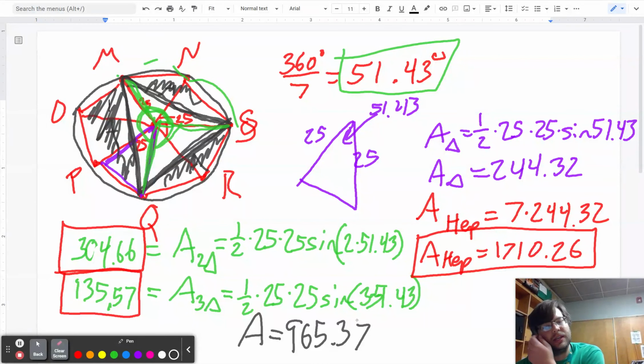So it's a tricky one. A lot of different steps there. But really all I did was use the area formula, 1/2 AB sine of C. Just use that over and over again.